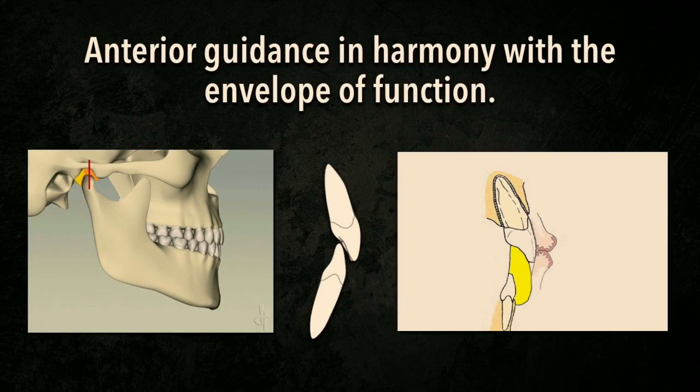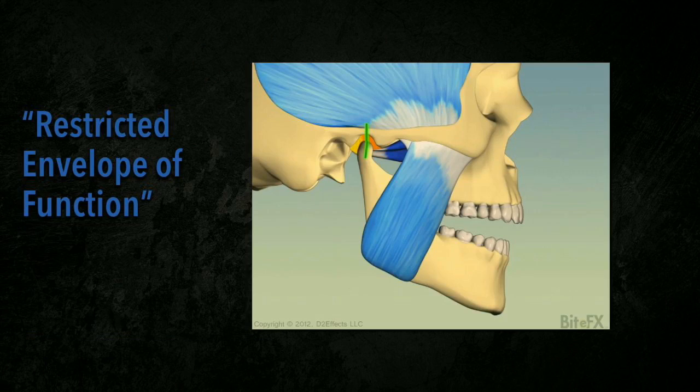So here again, remember our rule with anterior guidance is we want anterior guidance in harmony with the envelope of function. Steep enough to disclude the back teeth as they move forward, but that lingual contour needs to be concave enough with how the lower incisor moves, chewing and speaking.